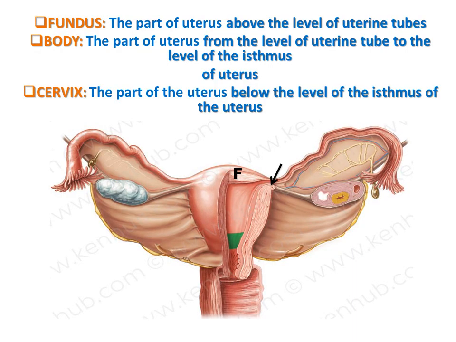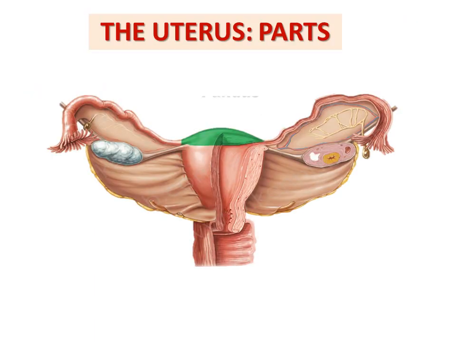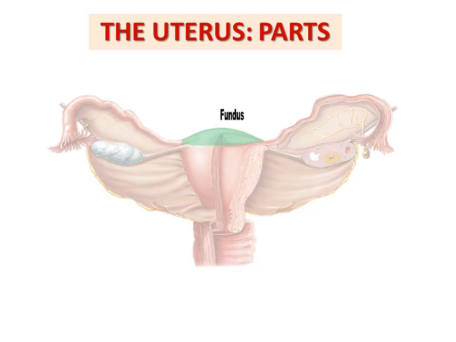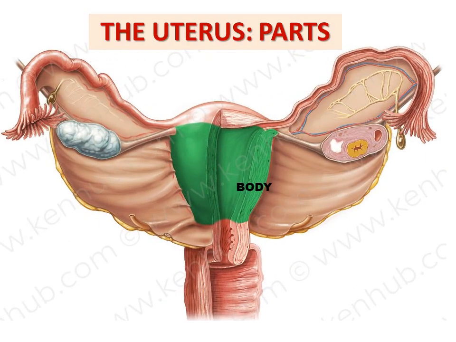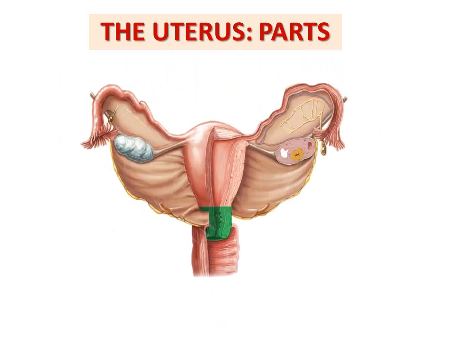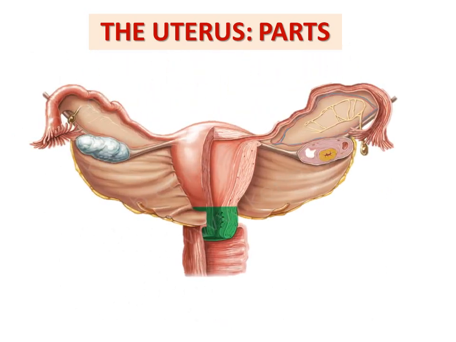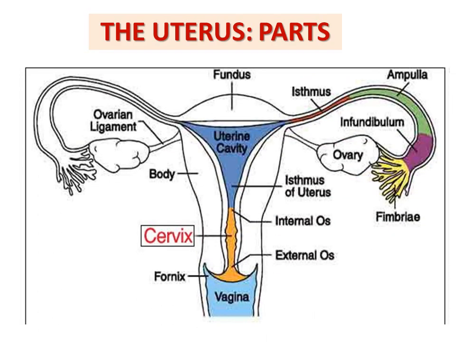Fundus is a part of uterus above the level of uterine tubes. Body is the part of uterus from the level of uterine tubes to the level of isthmus. Cervix is that part of the uterus below the level of isthmus. So, different parts of the uterus: fundus, the body, the cervix. These are the different parts of the uterus: fundus, body and the cervix.